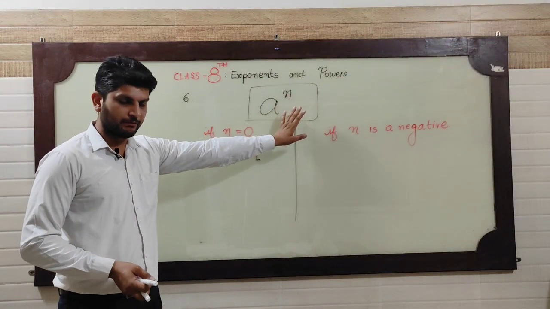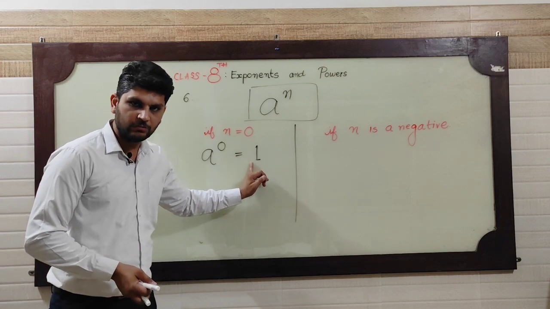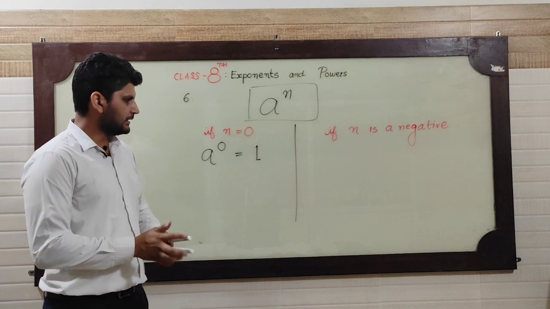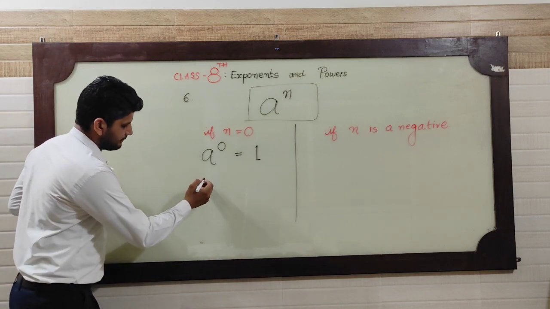This is property 6: a power n. You are very much familiar with it. If n is equal to 0, it means a power 0 equals 1 always. Any number power 0 equals 1 always. The same property I think you have done in 7th class also. So now we are doing the explanation of this.